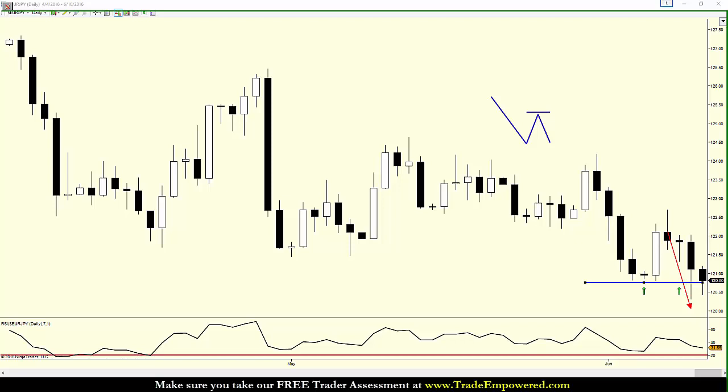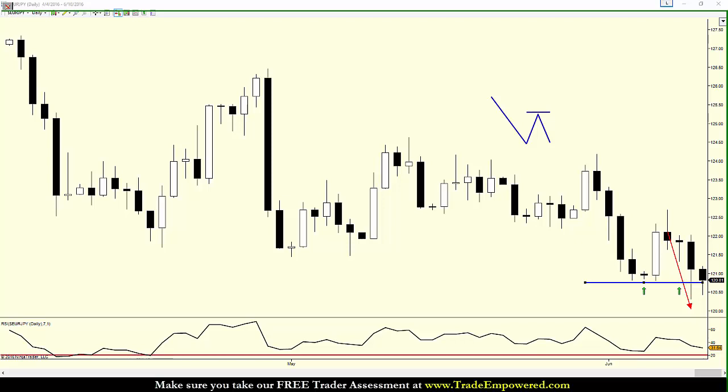RSI overbought. Nope, RSI's not overbought. Nope, nothing to do with RSI. Yep, stop loss too big. Nope, not stop loss too big. Sarah says not. It's simpler than you guys think. Oh, okay, I get it.